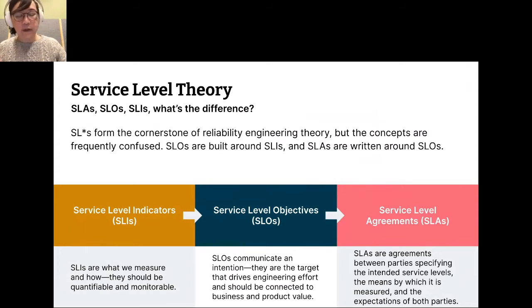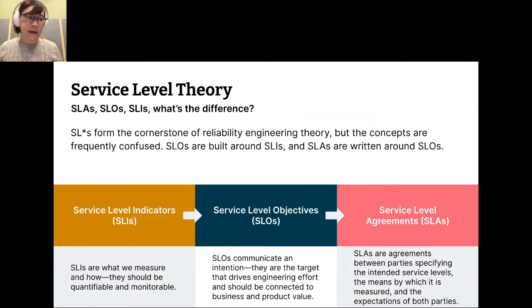Service level objectives are very, very powerful. They're the most important part of reliability theory because SLOs do two things. One, they communicate what the intention of a data product is, or a software service, or whatever it is. It tells the user what they can expect, and it tells the engineering team what they need to do to get there.